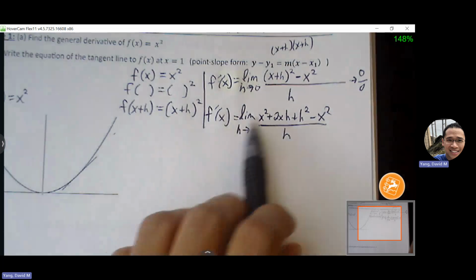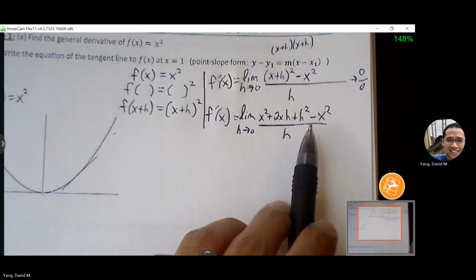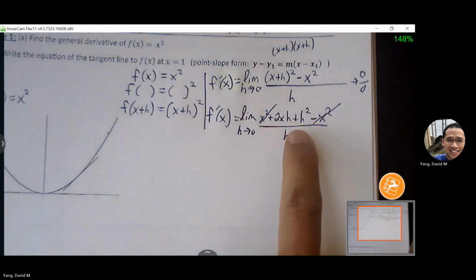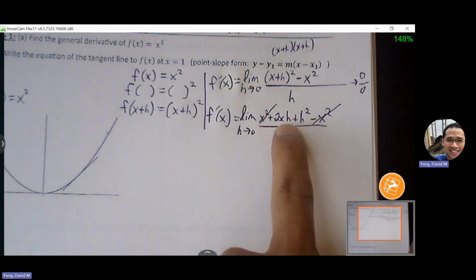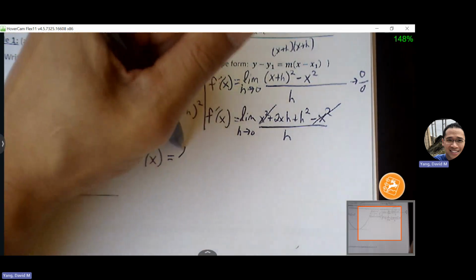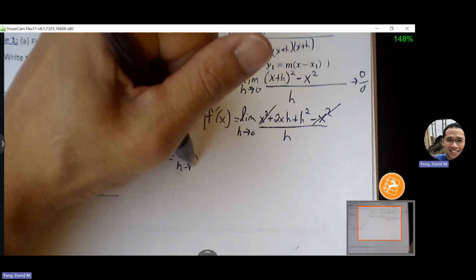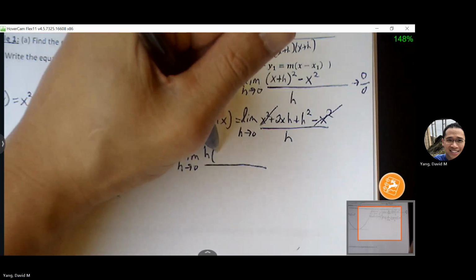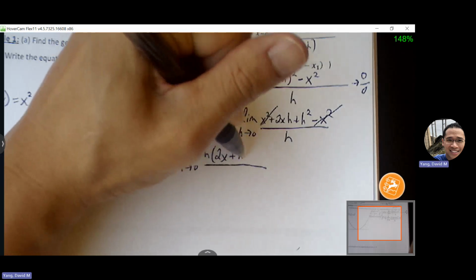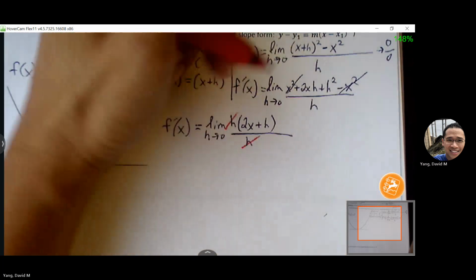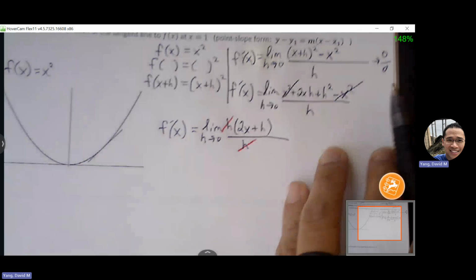Okay, continue cleaning up. Anything that can cancel out here? x squared. Anything that I can factor out here? h. And that is going to be the key to help us find that match that we're looking for between numerator and denominator. If I factor an h in the numerator, what's left? 2x plus h. Okay, what can I do now? Cancel out the h's. The hole has been removed. We're no longer going to get that 0 over 0.